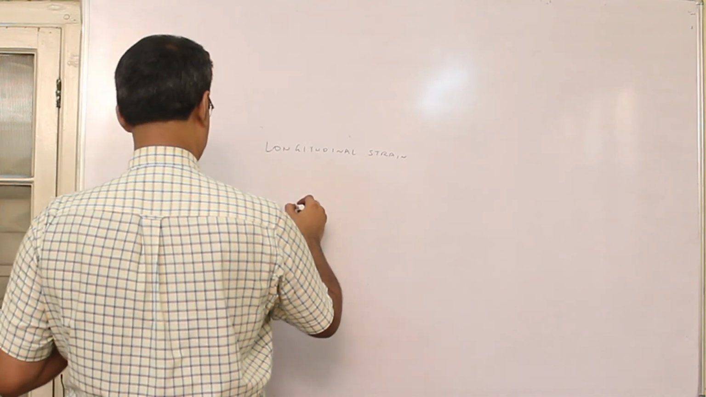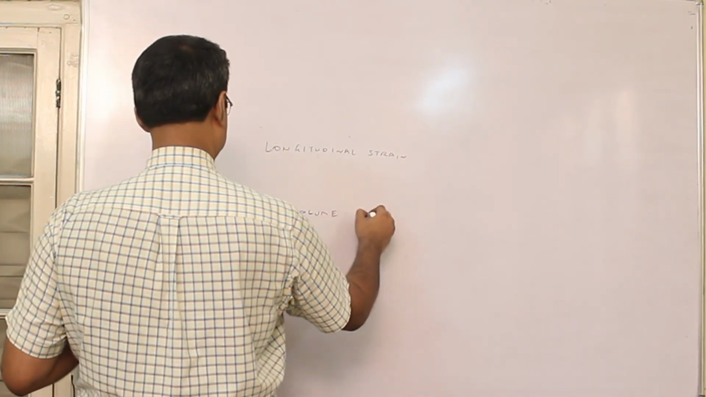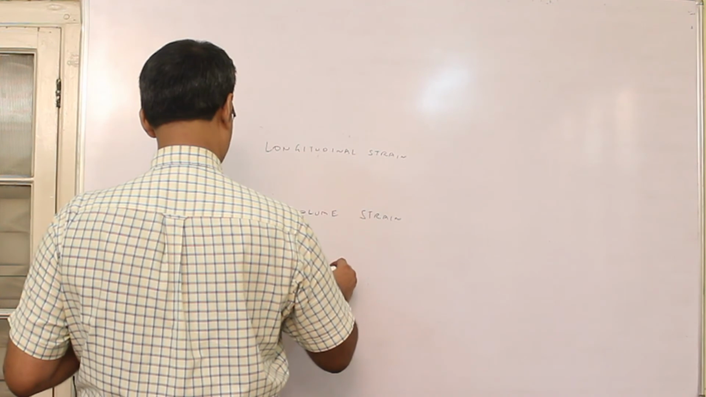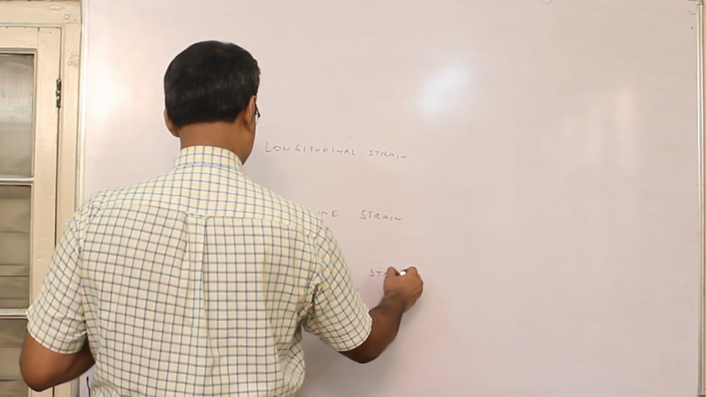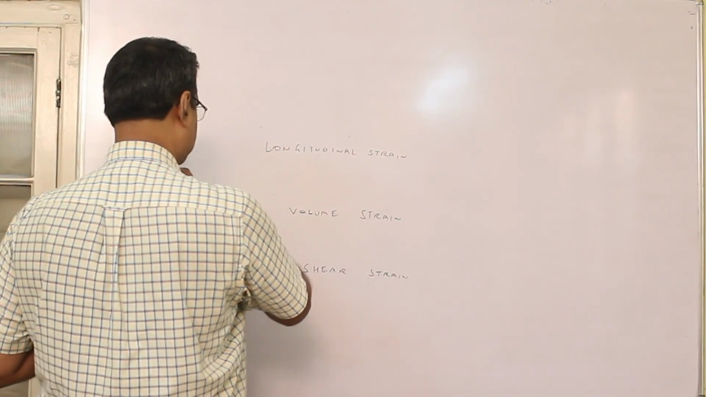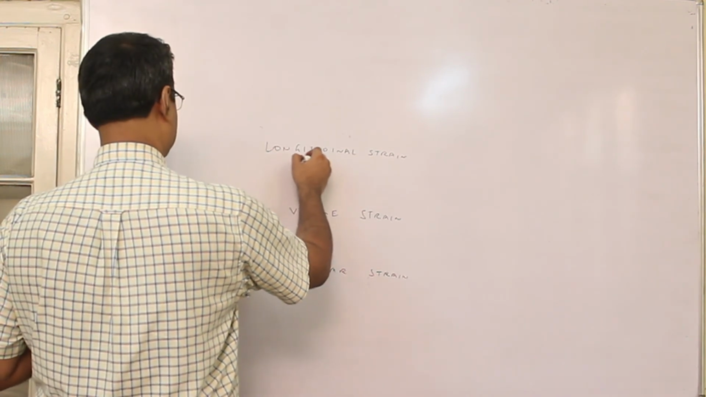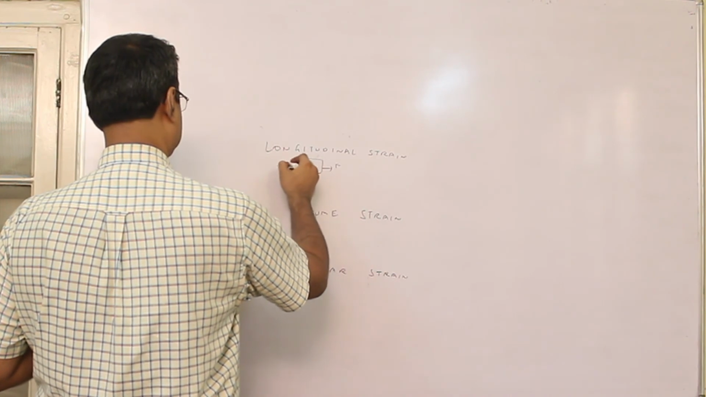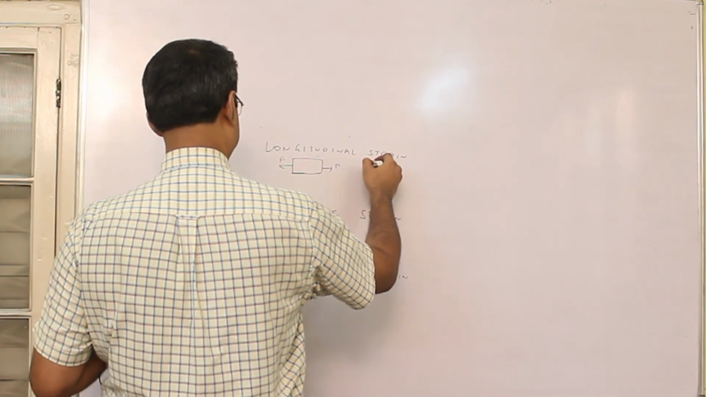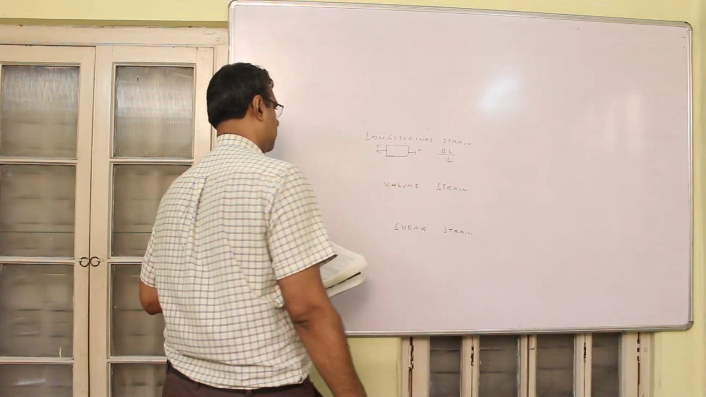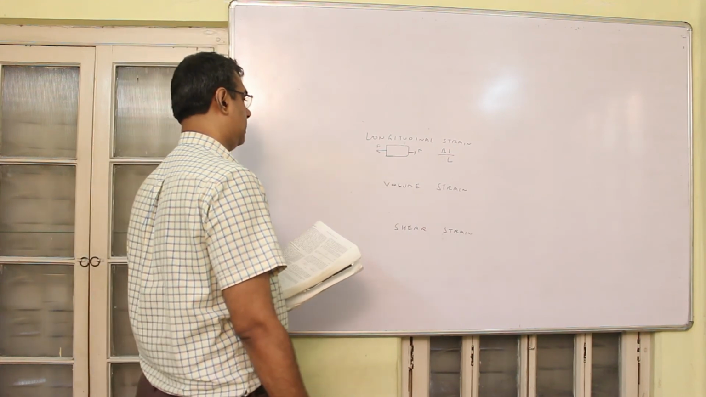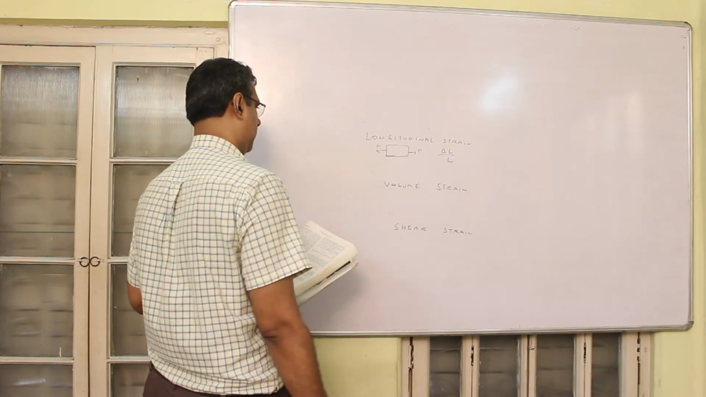Similarly, we have longitudinal strain, volume strain and shear strain. Suppose this force is F, then the longitudinal strain is defined as, you can see that the force is going to elongate the body. So longitudinal strain is change in length by original length, so delta L by L.